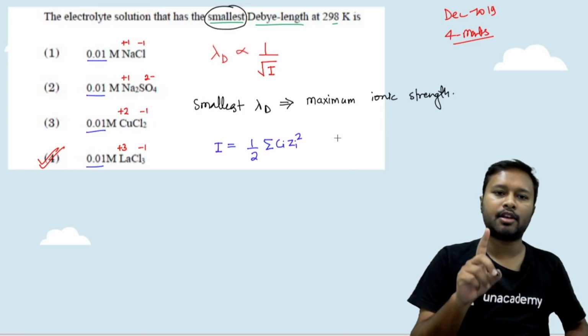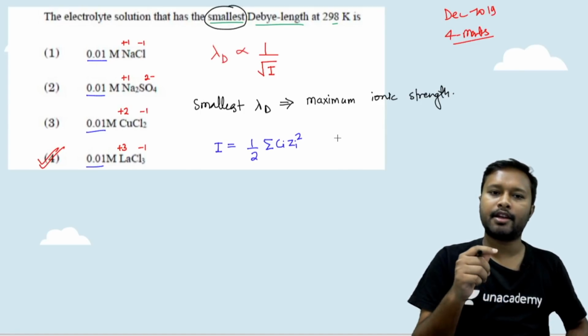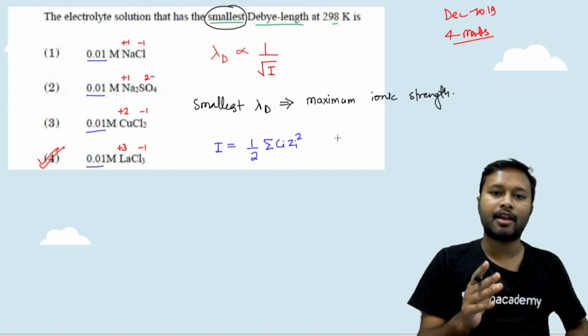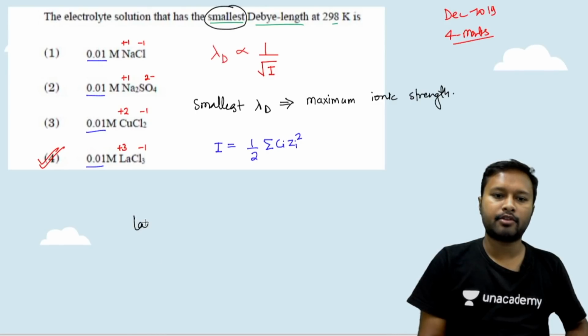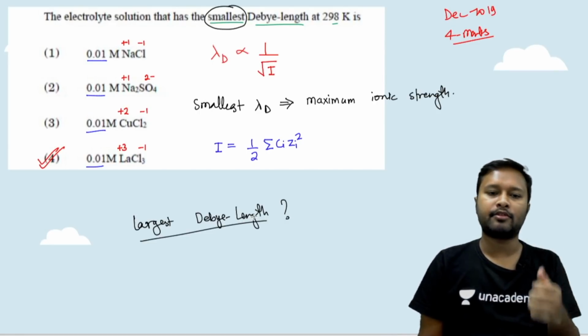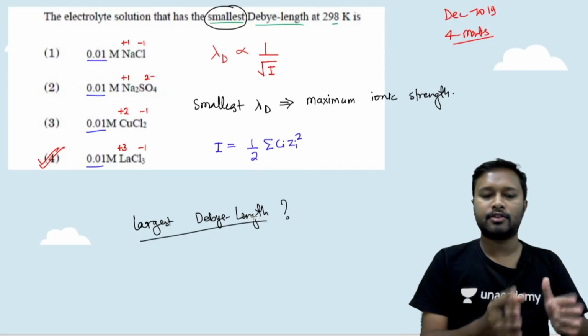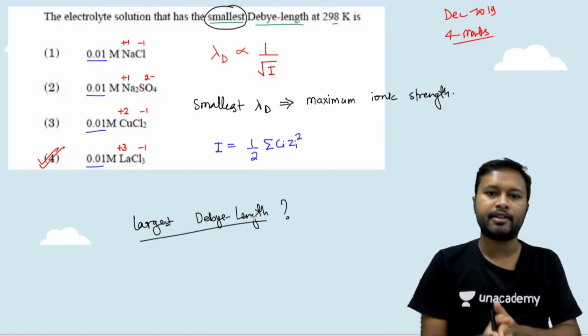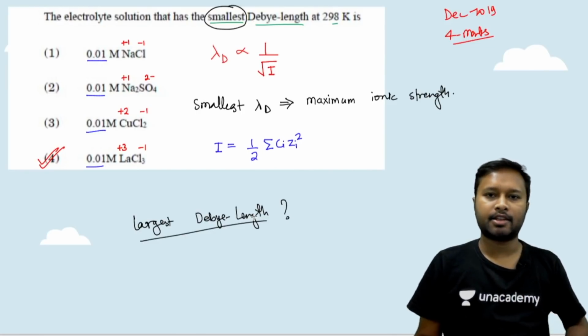Now in the same question, I want you guys to tell me which of the following options will have the largest Debye length. What you have to do is find out which of them is going to have the largest Debye length. I want the answer from you guys in the comment section. The answer is in the options over here: 1, 2, 3 and 4. Just check it out and tell me in the comment section. Okay, let's take the next question.